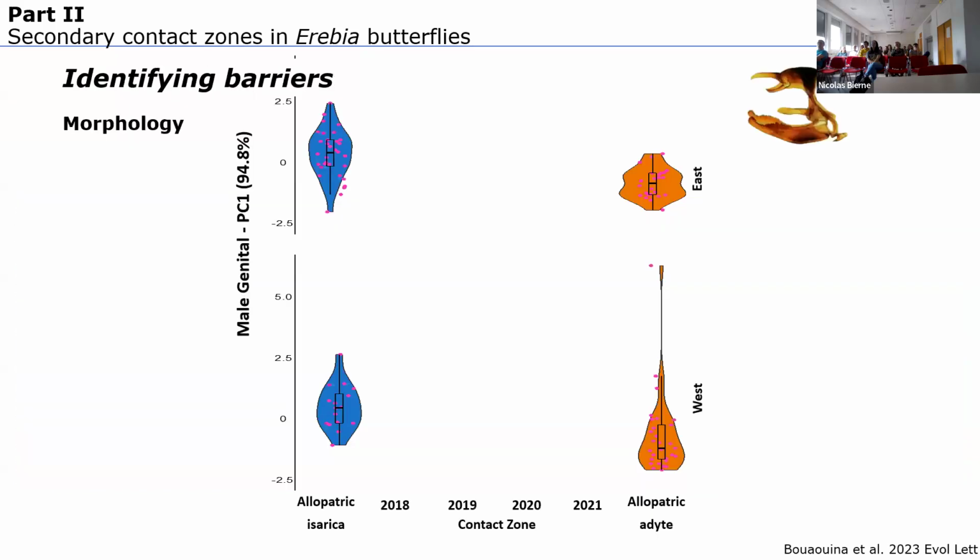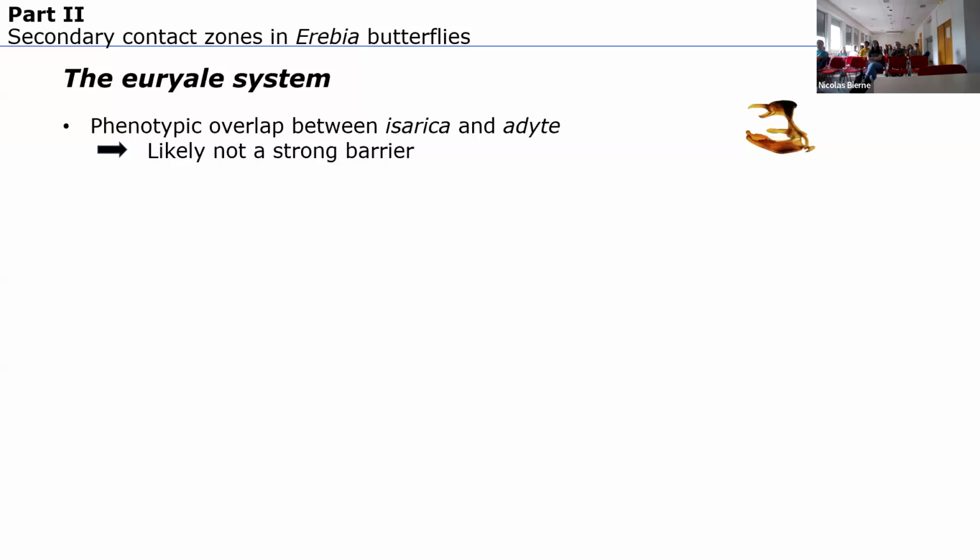We look at different things, trying to identify different barriers. So we look at male genital morphology. Here it is just from the allopatric individuals. What we can see is the two subspecies differ to some degree, but there's a lot of overlap. Given that we have this strong phenotypic overlap, it's likely not a strong barrier. The idea in butterflies is that they have this key-lock mechanism, and therefore this could also be linked to mate choice.